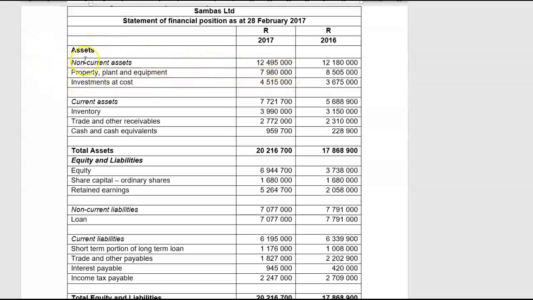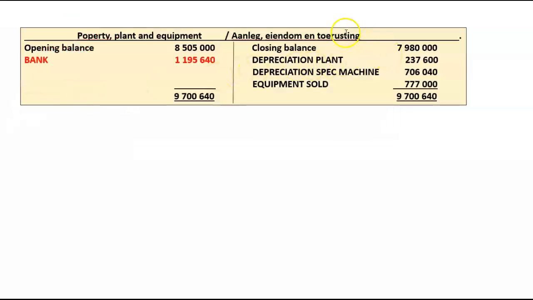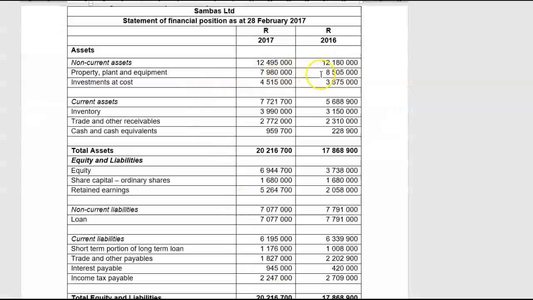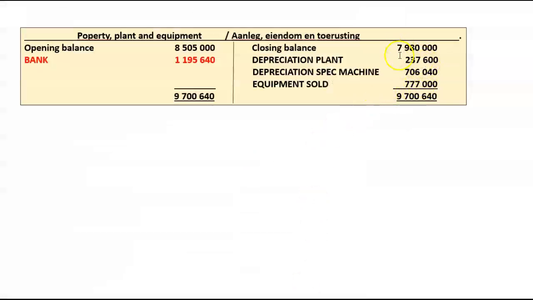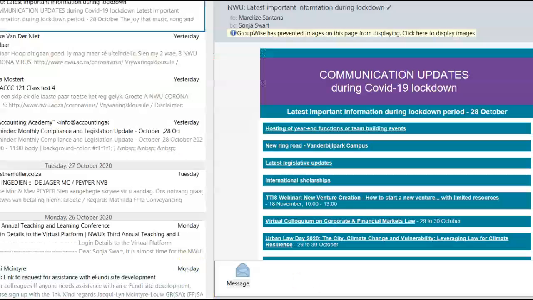So in an instance like that, I don't have a choice. I have to work with a combined account. So what I'm going to do is open up a property, plant and equipment account, which will be a combined account. And the opening balance will be the carrying value as at your balance sheet, 8505, and there's your closing balance of 7980. Now we can start building the puzzle.